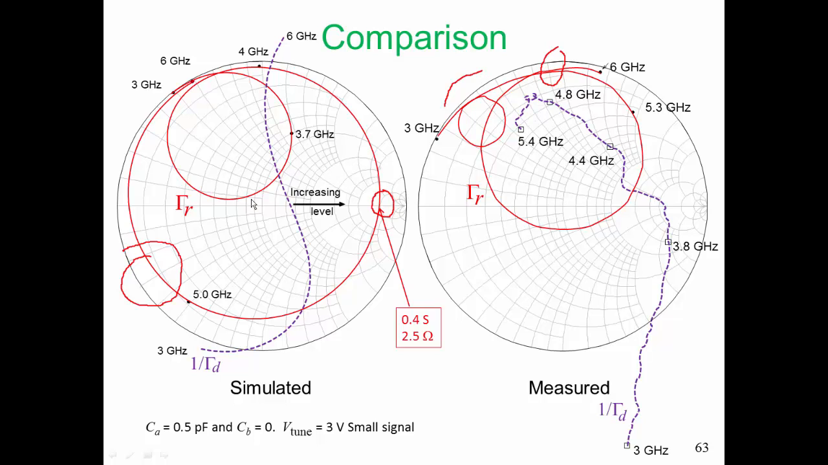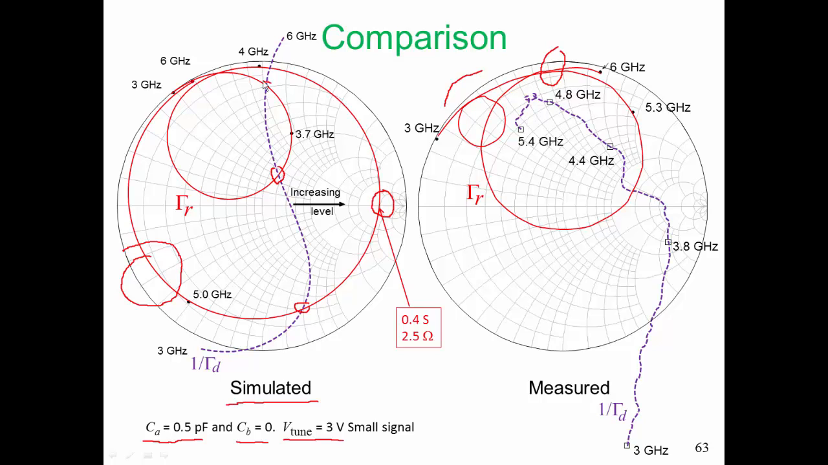Both of these results are for the situation where we have CA equals 0.5 picofarads and CB is equal to 0, and the tuning voltage is 3 volts. In simulation, we see a situation where we have multiple crossings.